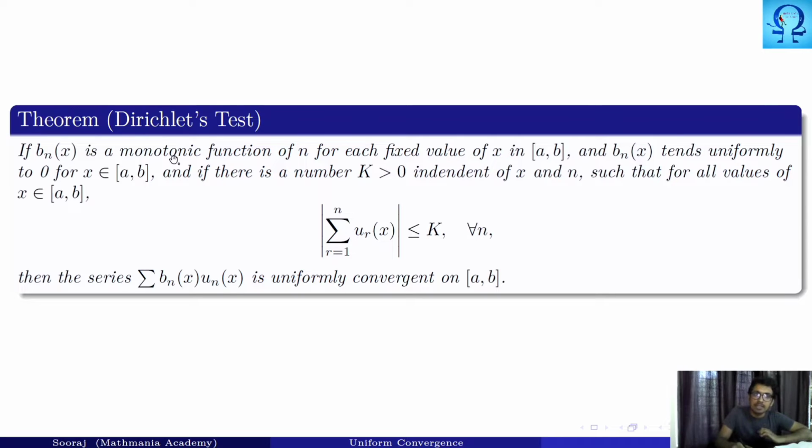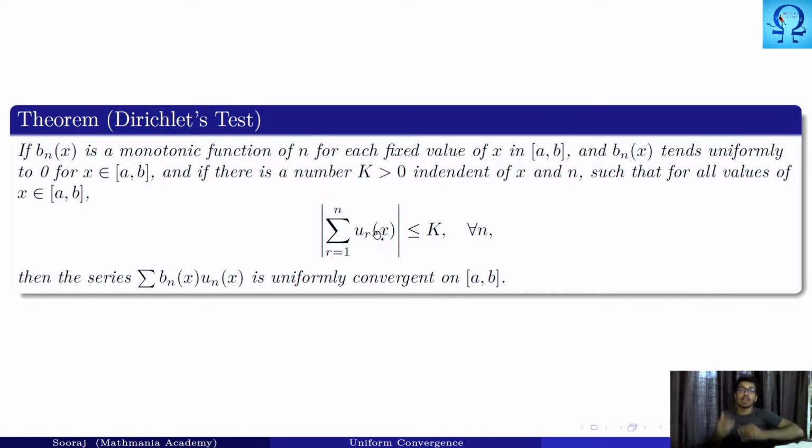Here, Bn of x is a monotone function of n for each fixed value of x. That means we are fixing a value of x, and when we treat this as a function of n, it should be a monotone function, and this tends uniformly to 0. So when we treat Bn of x as a sequence of functions, it has to converge uniformly to 0. And there exists a number k independent of x and n such that for all values of x this condition holds.